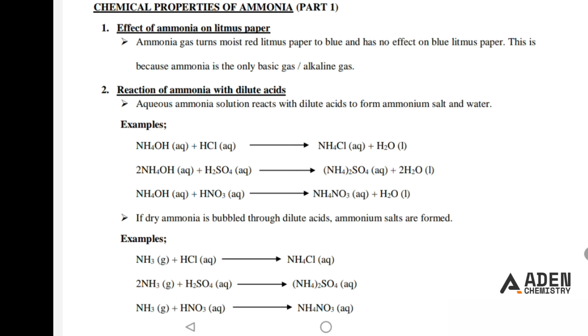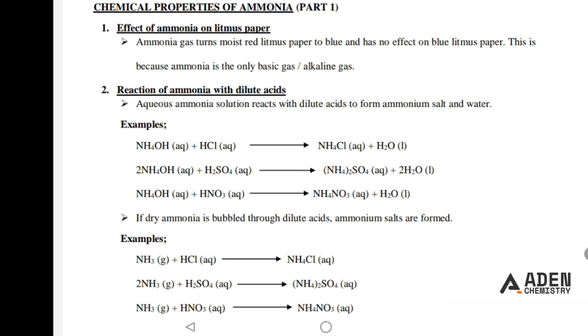Then next we are having 2 moles of ammonium hydroxide reacting with 1 mole of sulfuric acid. We are going to get ammonium sulfate plus water. Then number 3, we are having ammonium hydroxide solution reacting with dilute nitric acid. What we are going to get is ammonium nitrate and also water. So next we are saying if dry ammonia is bubbled through dilute acids, ammonium salts are formed.